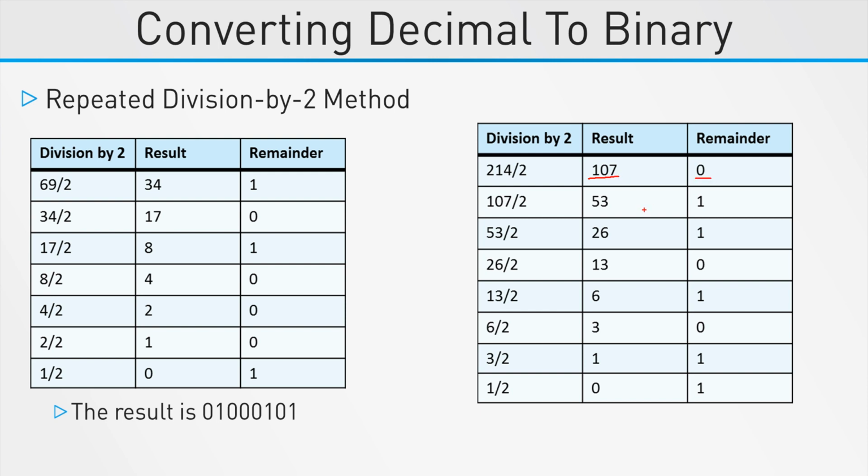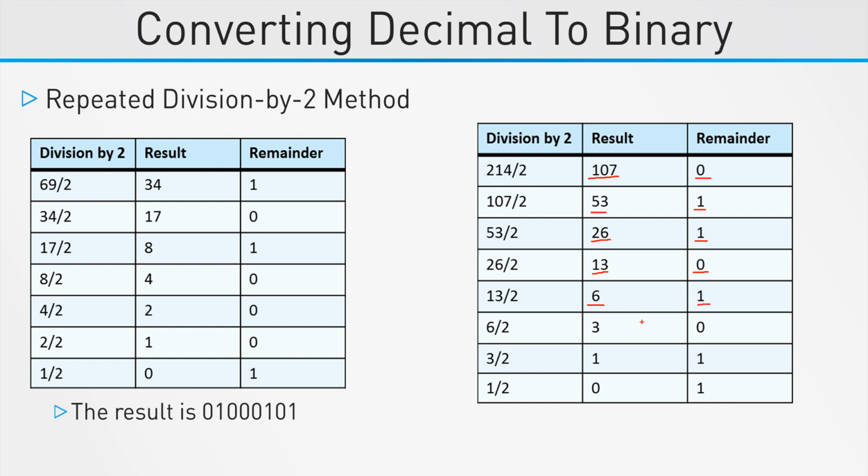If we divided 107 by 2, then we get 53 and the remainder is 1. If we divided 53 by 2, then we get 26 and the remainder is 1. If we divided 26 by 2, then we get 13 and the remainder is 0. If we divided 13 by 2, then we get 6 and the remainder is 1.